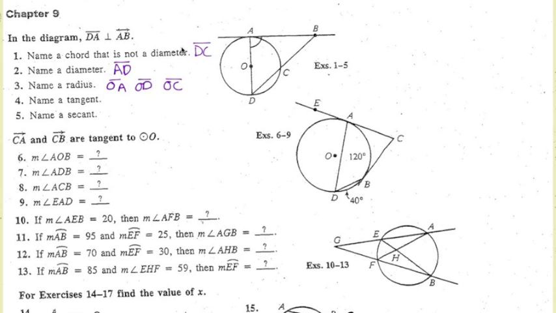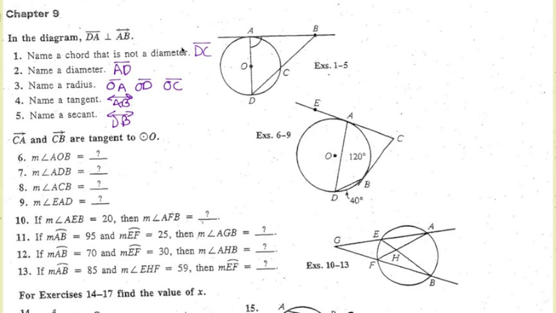A radius. OC. OA, OD, OC, those would all be possibilities. They are all segments. A tangent. AB, and a tangent is a line. So we need the correct symbol above it. A secant. OB. One that's drawn in the picture. DB or BD. Doesn't matter which order. You could also call it CD.